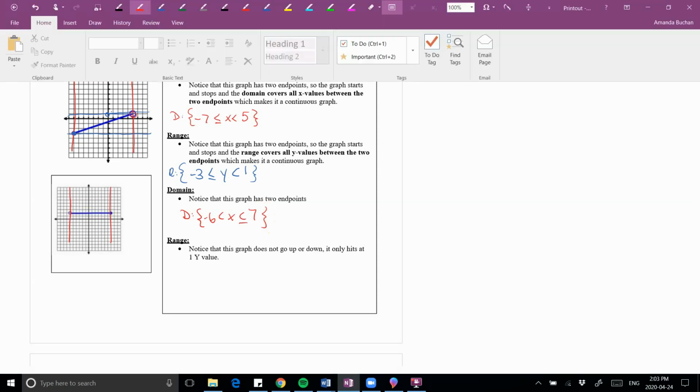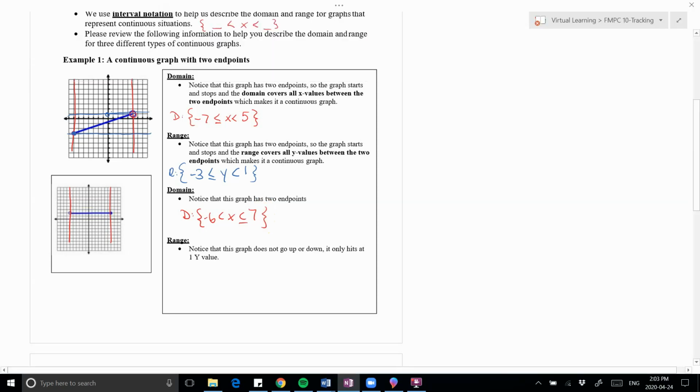Okay, so now I'm going to do the range. Remember, range is going to be the lowest point to the highest point. Now, if I look, I'm going up and up and up, and I'm looking for a spot that it meets. Notice that this line actually only hits for range at a single point.